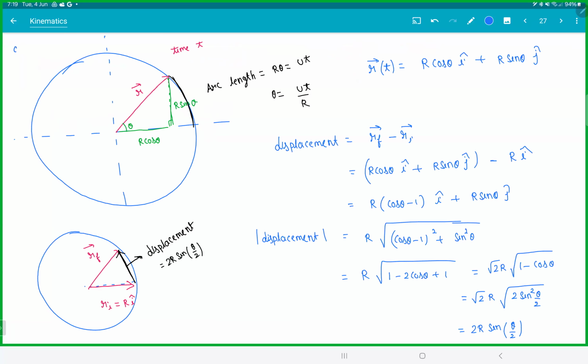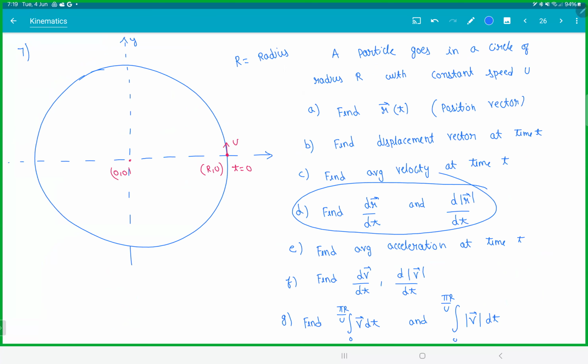Now, coming to the main thing, that's d mod r by dt. What is this? Think for a minute. dr by dt, fine. d mod r by dt means what? Think for a minute, then I'll explain to you. To put it in simple terms, r bar is a vector, mod r bar is a scalar. So the first one is a vector differentiation, the second one is a scalar differentiation. That much you can say mathematically.